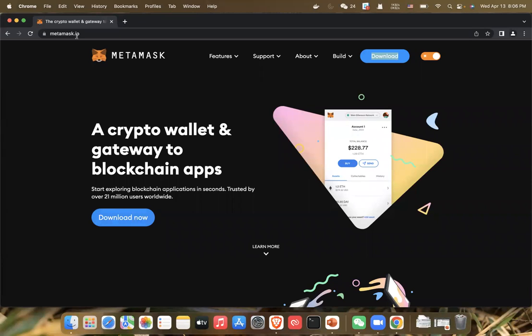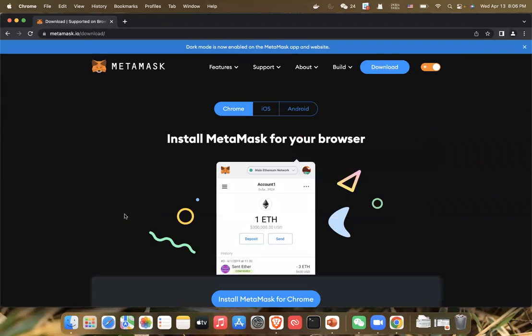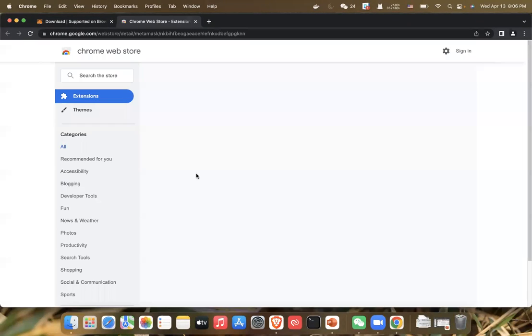So you'll go to metamask.io. This is one example of a Web3 wallet. It's going to give you some options on how to download it. They do support Chrome, iOS, Android, and a bunch of other browsers. So chances are, depending on whatever you're using, you can get MetaMask to work. Click on Install for Chrome.